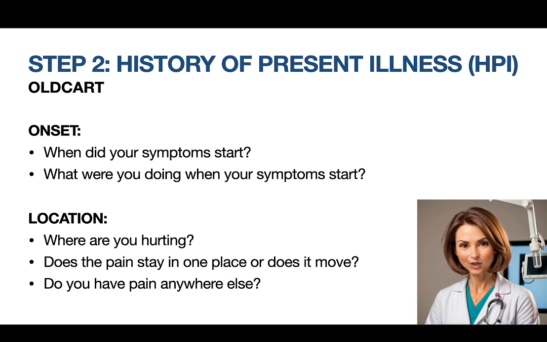The first part of the OLD CART mnemonic is onset. This helps you determine when the symptoms started and what was happening at the time. To gather this information, ask your patient, "When did your symptoms first begin?" Next, we look at where the symptom is. To determine where the patient is experiencing symptoms, ask, "Where are you hurting? Is that the only place? Or does the pain or discomfort spread anywhere else?" Understanding the exact onset and location helps in identifying possible causes and guiding further assessment.